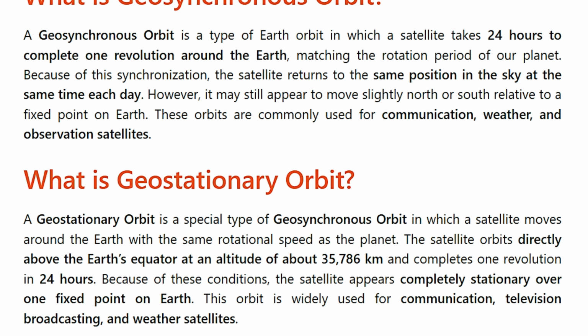What is geostationary orbit? A geostationary orbit is a special type of geosynchronous orbit in which a satellite moves around the Earth with the same rotational speed as the planet. The satellite orbits directly above the Earth's equator at an altitude of about 35,786 kilometers and completes one revolution in 24 hours. Because of these conditions, the satellite appears completely stationary over one fixed point on Earth. This orbit is widely used for communication, television broadcasting, and weather satellites.